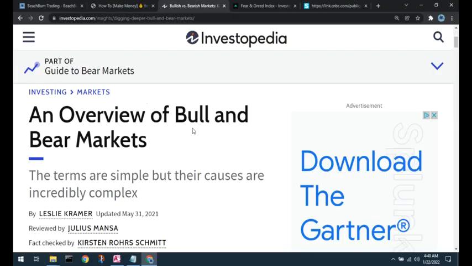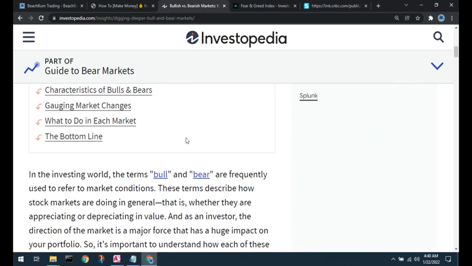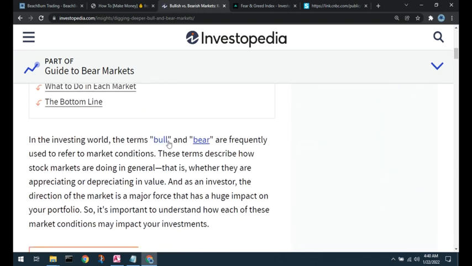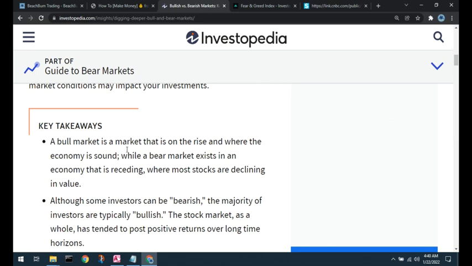Okay, firstly, I just wanted to share with you an article from Investopedia, and I'll include this link in the description box below, on bull and bear markets. You can read this in more detail for yourself, but just so we have a good idea of what we're talking about when we're talking about a bull versus bear market. You can see, a bull market is essentially a market going up, the economy's sound, whereas a bear market is when the economy is receding and markets are declining. Now, I'm not sure we're actually in a bear market, but we want to talk about our strategies on how we can make money in a bull or a bear market.